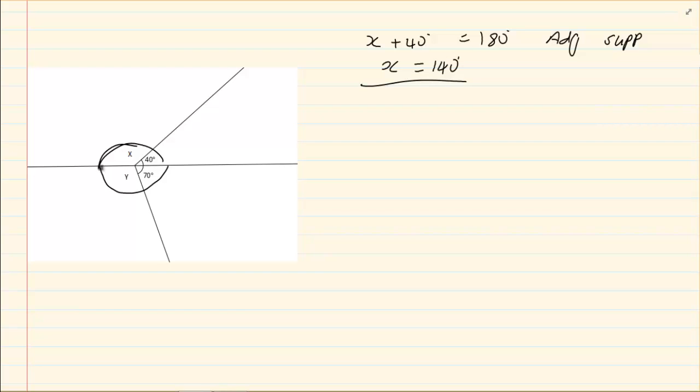Again, can you see we have adjacent supplementary? Y plus 70 degrees is equal to 180. Reason. If you don't give a reason, you don't get a mark. So y is equal to 110 degrees.